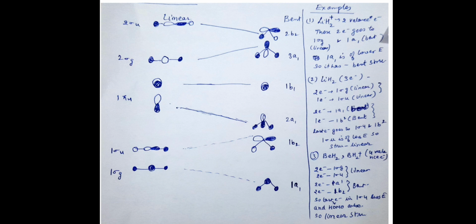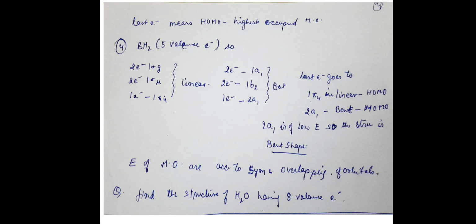Okay, you have to find out the shape of any type of molecule. So the water molecule has which type of shape? Bent shape.